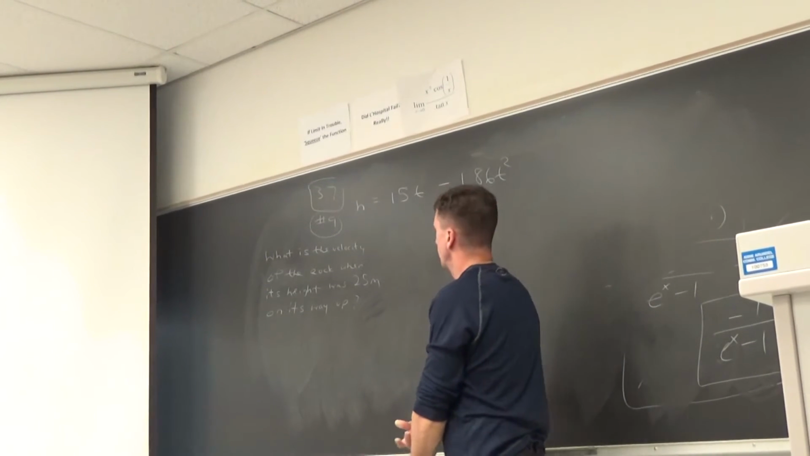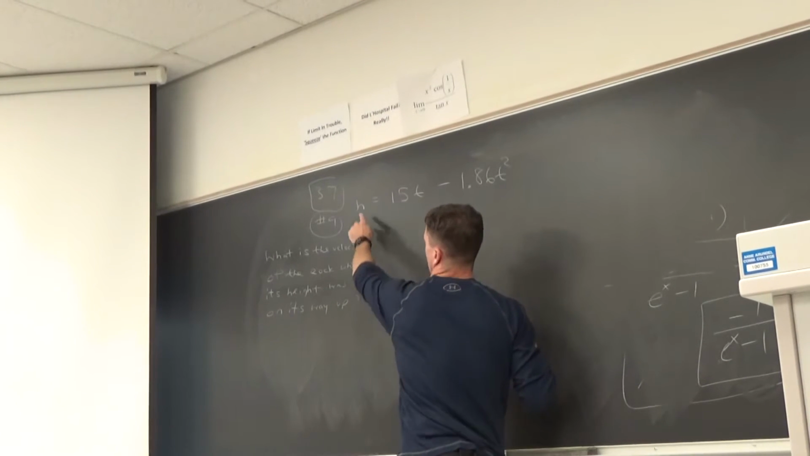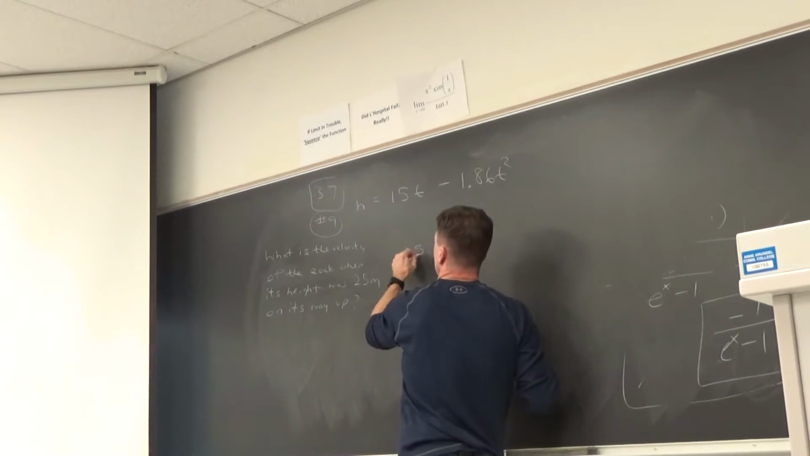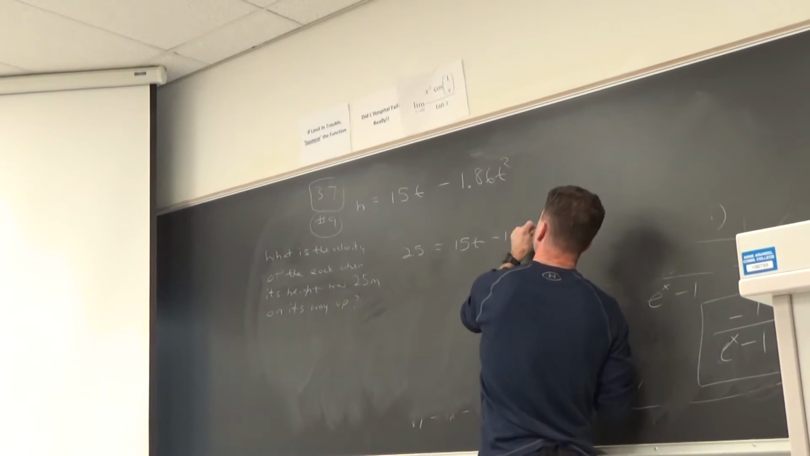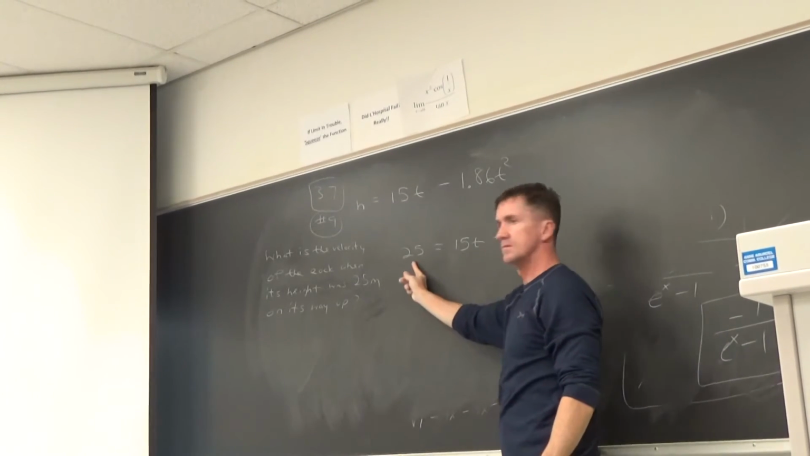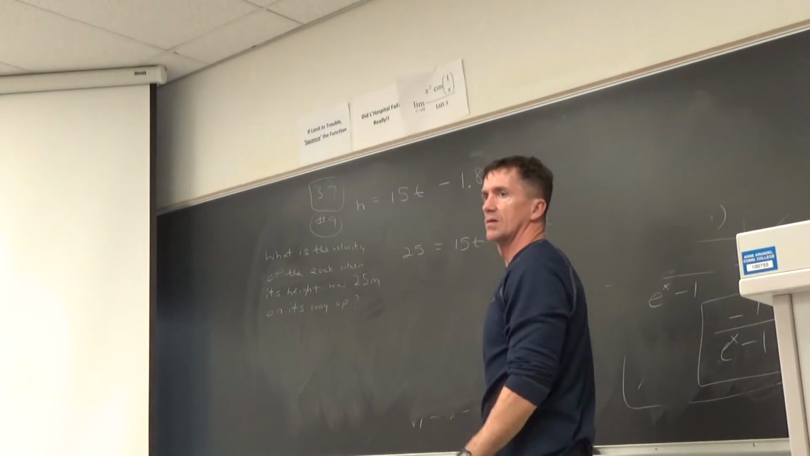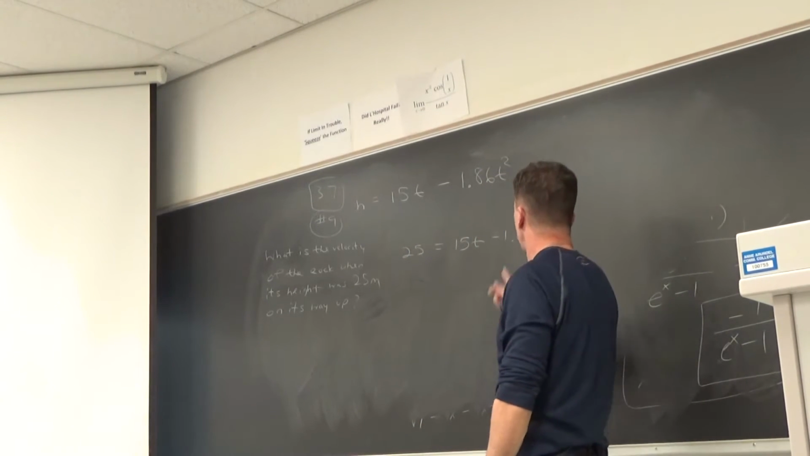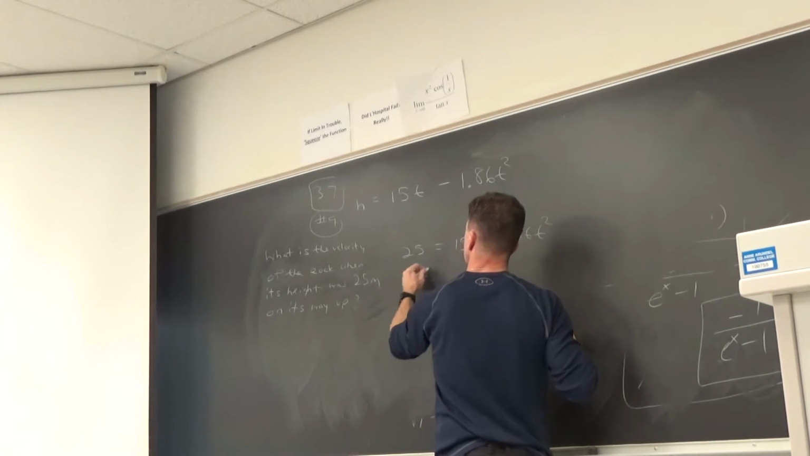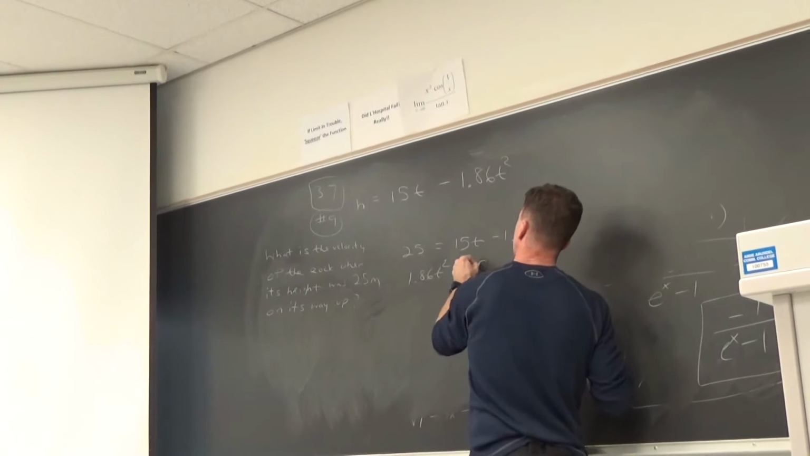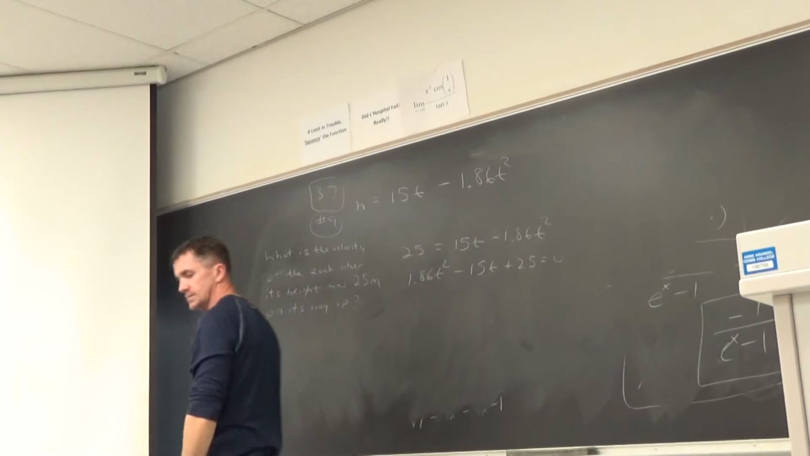So first, the setup. When we started this problem, the first thing we did was set 25 for height, right? It's this, right here. Quadratic form. We'll set it all equal to 0, right? Remember, I'm going to add this on both sides and subtract this on both sides. I get 1.86 t squared minus 15t plus 25 equals 0. Now I'll go to this calculator here.